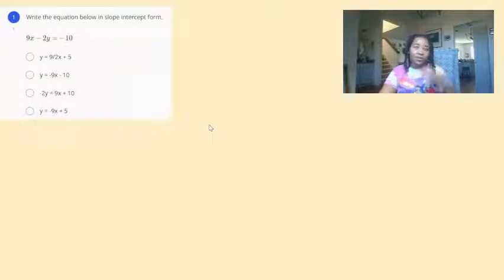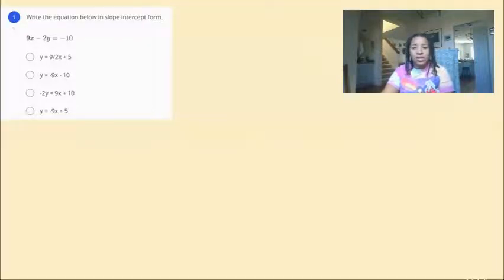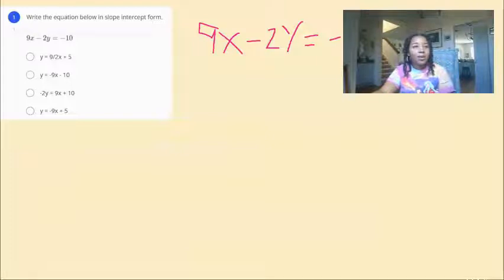All right, so here are the answers from the do now. We're going to write the equation in slope-intercept form. If you don't remember, you're solving for y. When they say they want you to put this in slope-intercept form, it means they want you to solve for y. So we have 9x minus 2y equals negative 10. So I have to get y by itself. So I'm going to be subtracting 9x from both sides.